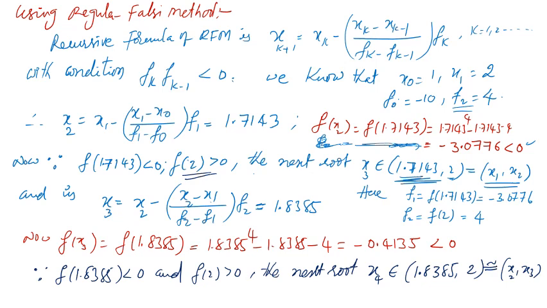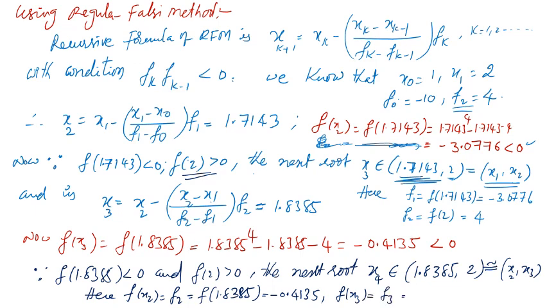And what is the formula? And here, what is f of x2? This is f2. F2 means f of 1.8385. What is this value? Minus 4.4135. And f of x3 value is nothing but f3, which is f of 2. This is 4. I think you got it. Always the interval is changing, and the corresponding f values also change.